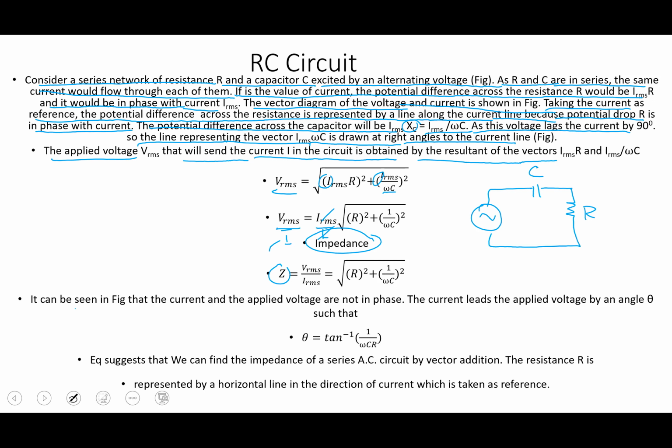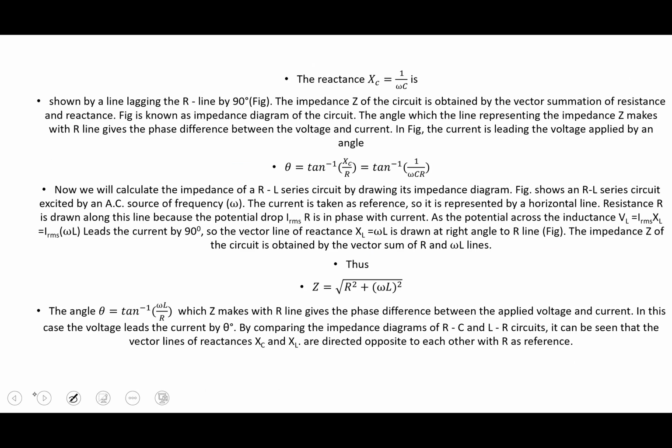It can be seen from the figure that the current and the applied voltage are not in phase. The current leads the applied voltage by an angle theta, and theta can be found by the simple formula: tan theta is equal to 1 over omega CR. The equation suggests that we find the impedance of a series AC circuit by vector addition. The resistance R is represented by a horizontal line in the direction of the current, which is taken as the reference. In the same way, the reactance XC, equal to 1 over omega C, is shown by the line lagging R by 90 degrees.